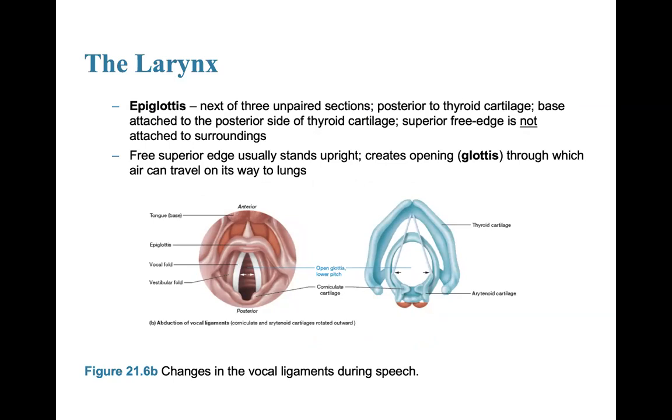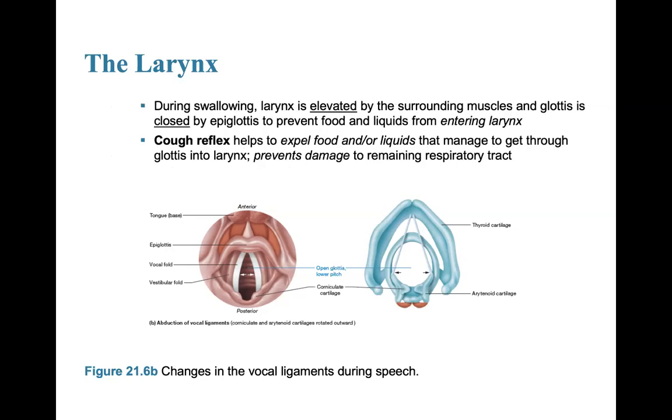The epiglottis will only close in response to triggering the swallowing mechanism. So during swallowing, the larynx is elevated by the surrounding muscles and the glottis is closed by the epiglottis to prevent food and liquids from entering into the larynx. A cough reflex will help to expel food and or liquids that manage to get through the glottis into the pharynx. This also prevents damage to the remaining respiratory tract.